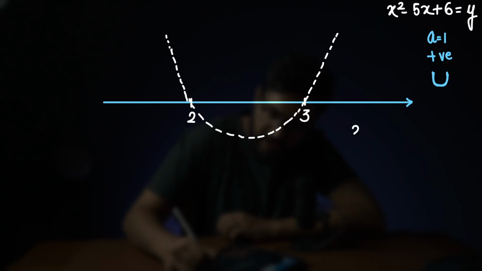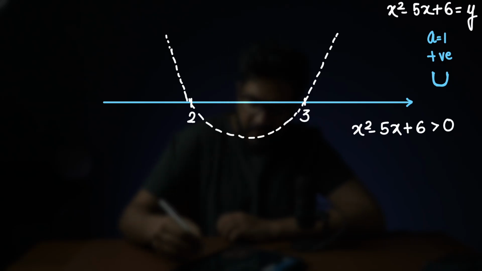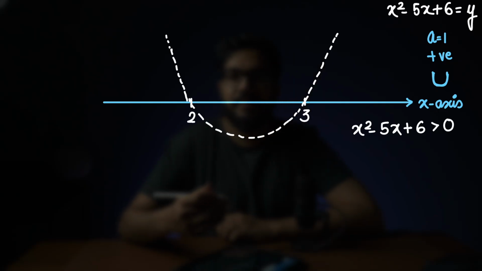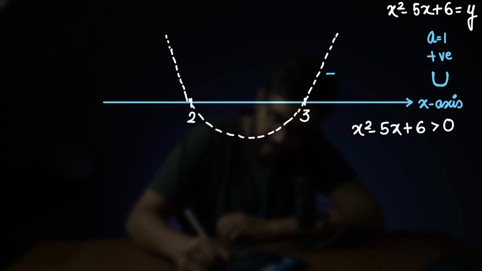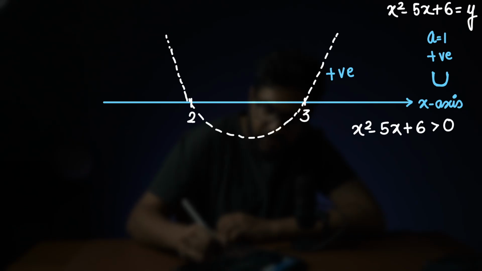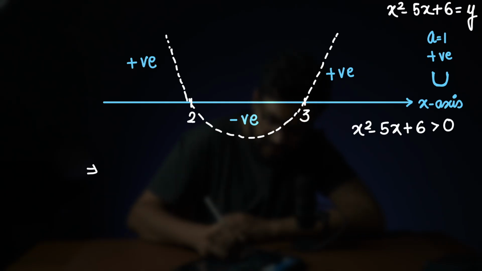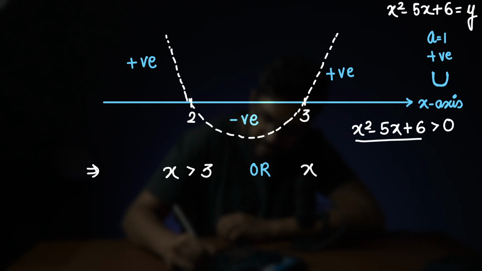Now from the inequality, I want my parabola to be positive, x square minus 5x plus 6. I want this to be greater than 0. So from the graph, anything above the x-axis is positive and anything below the x-axis is negative. So it means when the value of x is more than 3, my graph is positive. When the value of x is between 2 and 3, the graph is negative, and before 2, the graph is positive again. So this means for my parabola to be positive, x is greater than 3 or x is less than 2.